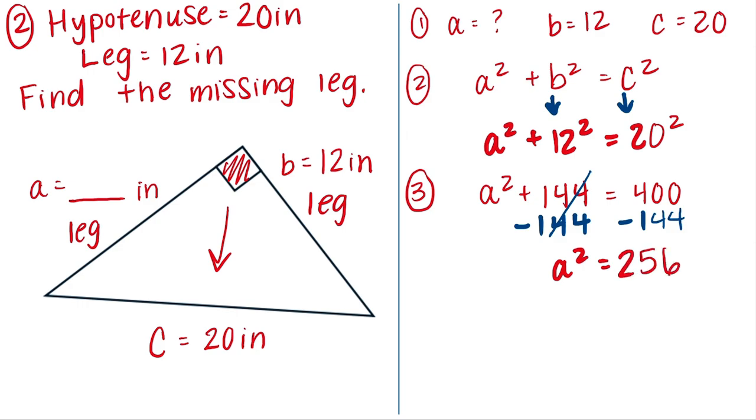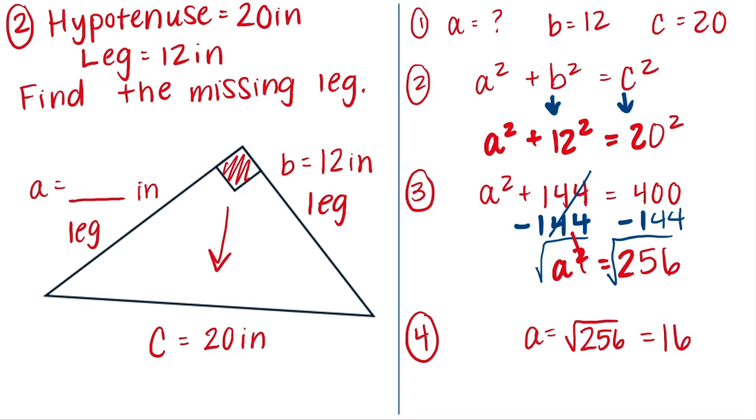So step number 4 is to take the square root, because now to get a instead of a squared, I have to do the opposite operation again, which is take the square root. If I do something to one side, I have to do it to both sides. So by taking the square root of a squared, the squared and the square root cancel each other out. They're opposite operations. So I'll just get a is the square root of 256, which is 16. So I know that my leg is 16 inches.